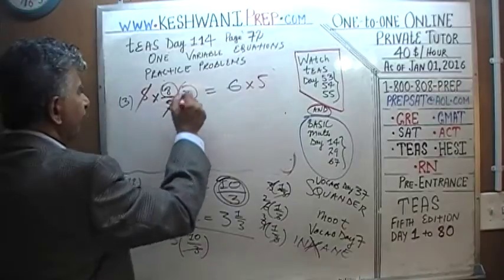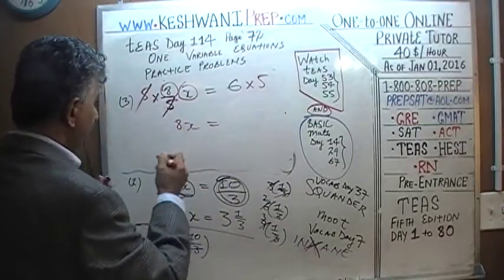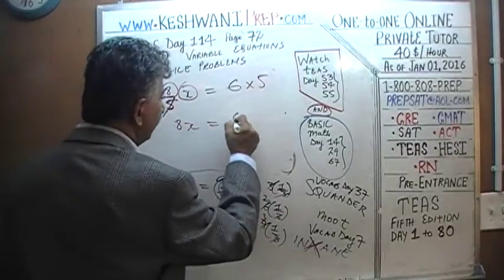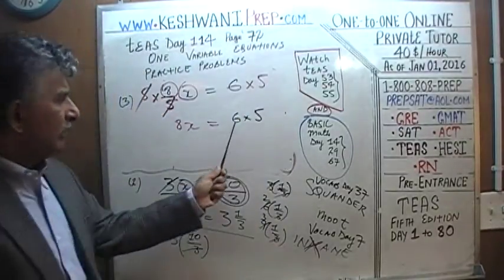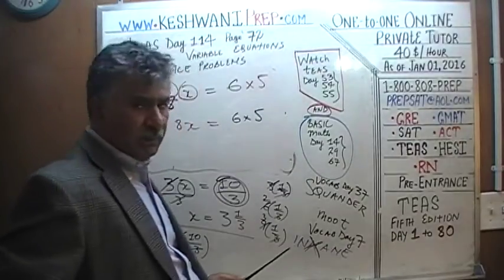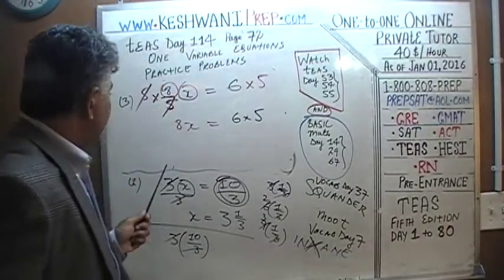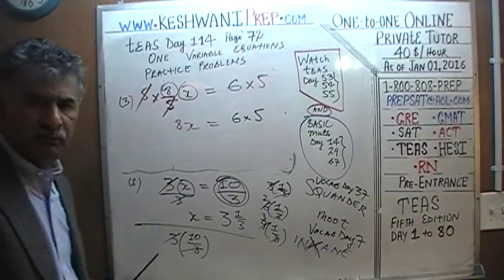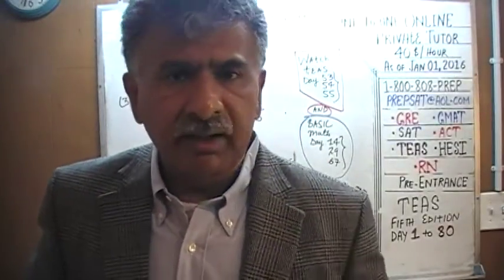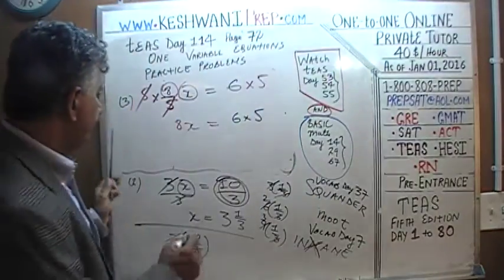We are left with 8x, which has to equal 6 times 5. Don't worry about multiplying 6 times 5 right now. Leave it until the end. We'll take care of it at the very end. We have 8x. We're not interested in finding the value of 8x's. We just want the value of 1x. Let's divide both sides of the equation by 8.